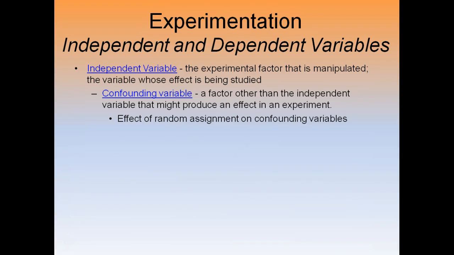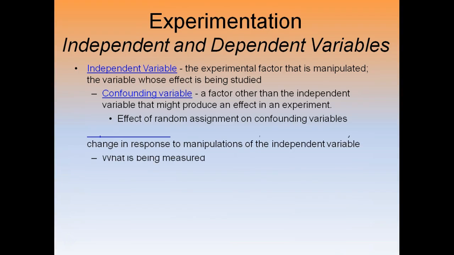Hopefully by random assignment, that eliminates this possibility. That's the whole goal of doing random assignment, is to eliminate that. Then you have the dependent variable. The dependent variable depends on the independent variable. And this is the outcome factor, the variable that may change in response to manipulation of the independent variable. This is what I am measuring right here.